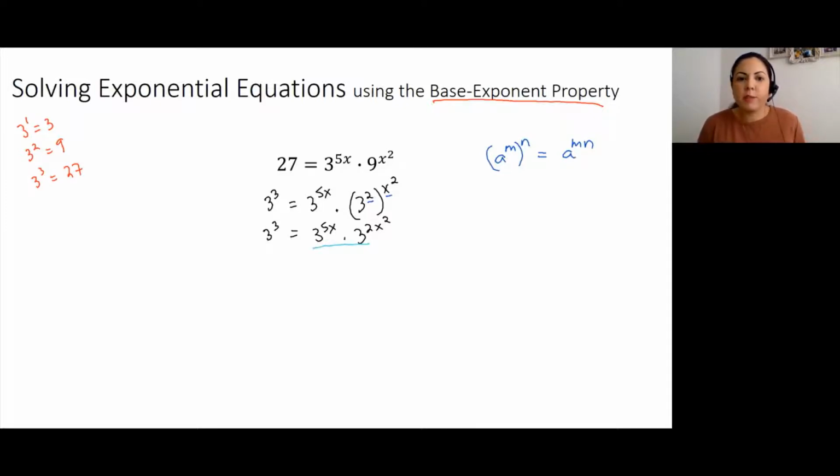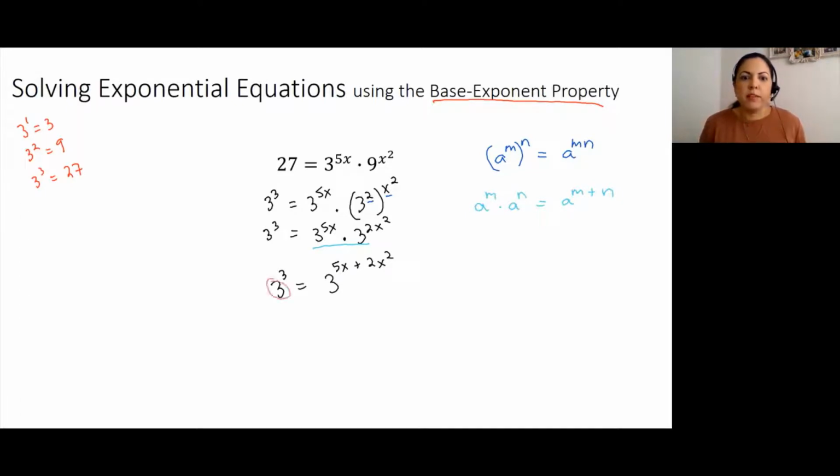I can also combine this right-hand side as well. Because remember, for the base exponent property, we just need 3 to a power on one side and 3 to a power on the other side. So since we have these two terms with base 3, we can combine these by using another exponent property. It says if we are multiplying powers that have the same base, we can combine them by adding their exponents. So since we are multiplying these two powers that both have base 3, we can combine them by adding the exponents, 5x plus 2x squared. And now we have our equation set up properly to do that base exponent property.